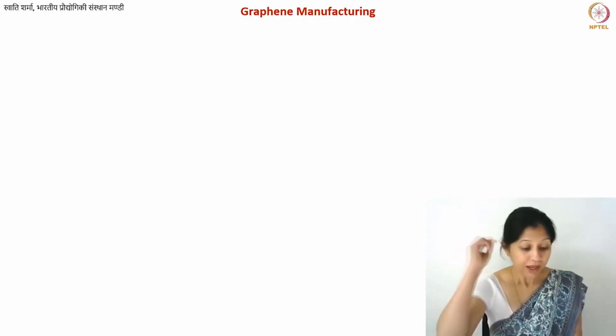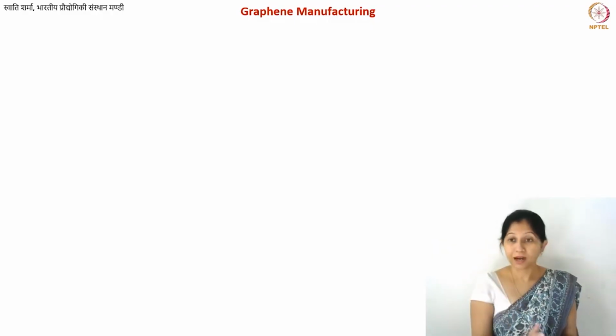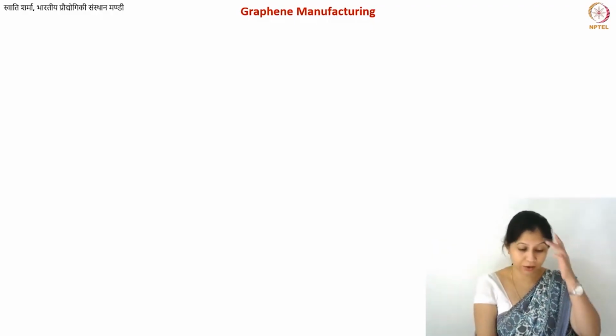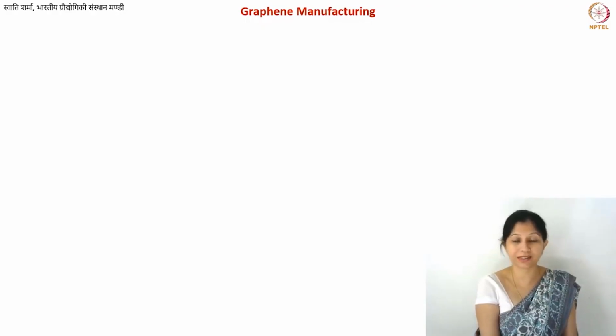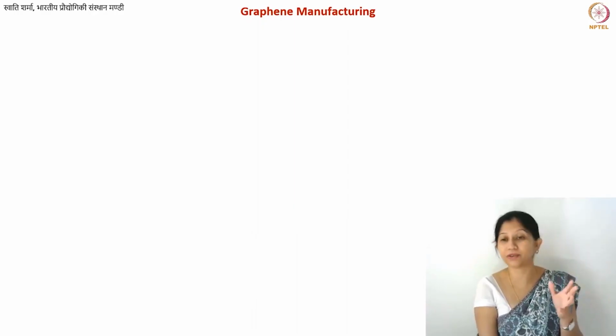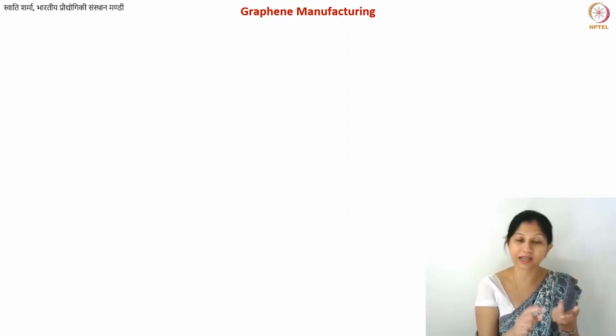Hello everyone. In this lecture we are going to discuss how to make graphene. You can call it graphene manufacturing, fabrication, synthesis, or production. That would depend upon the quantity that you're making. Are you making just one single layer or a few grams of graphene? It will also depend upon the pathway that you have selected for making graphene. Have you selected a vapor deposition technique, a chemical pathway?